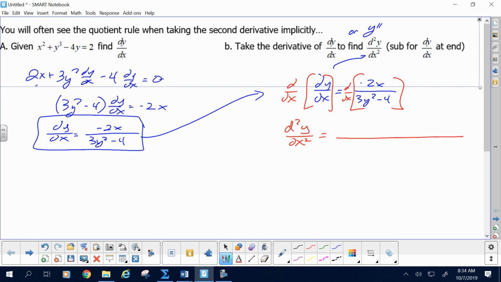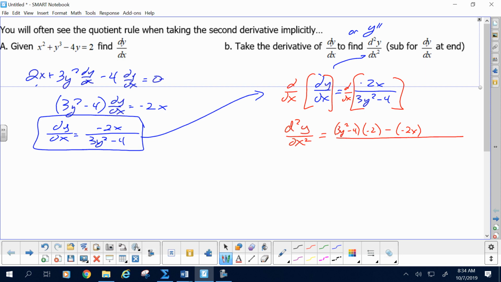That's lovely. Okay, so low is the bottom function unchanged. And when we say d high, we're saying the derivative of the numerator function. What is the derivative with respect to x of negative 2x? Negative 2. Minus high, that's negative 2x. Please be careful with your parentheses.